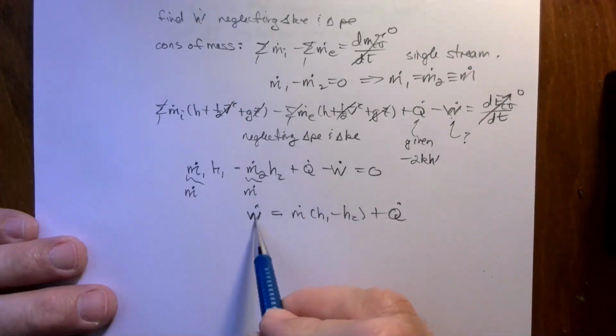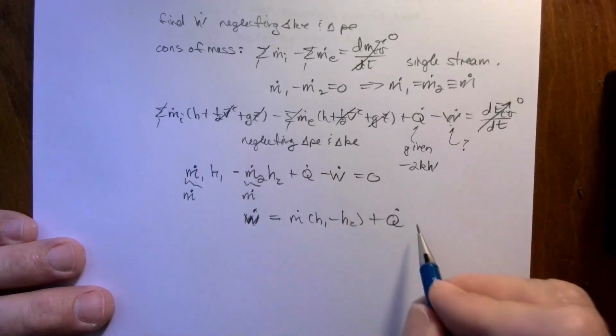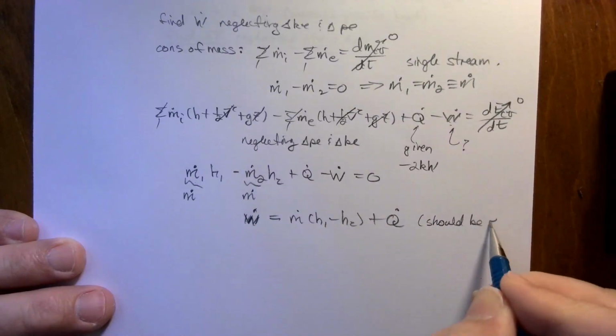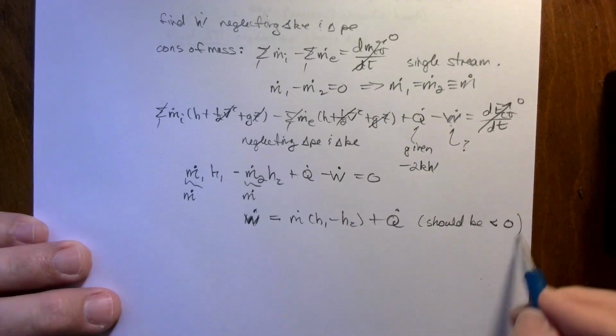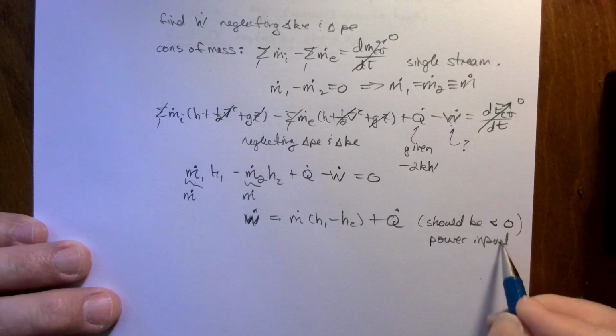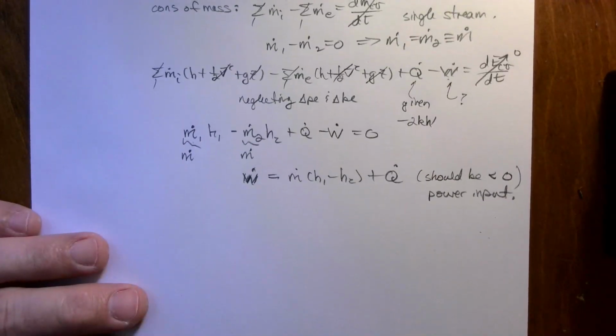Okay, remember that this is negative, right? This should be less than 0 because it's a power input. So whatever we get for a final answer, we need it to be a negative number.